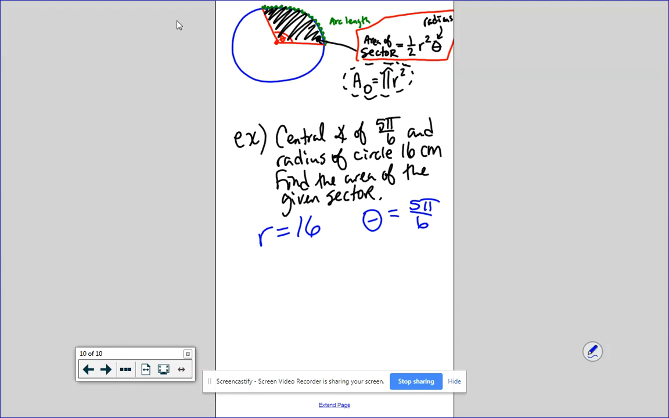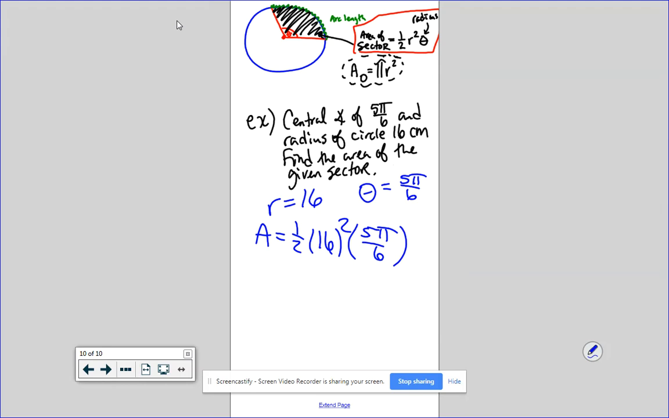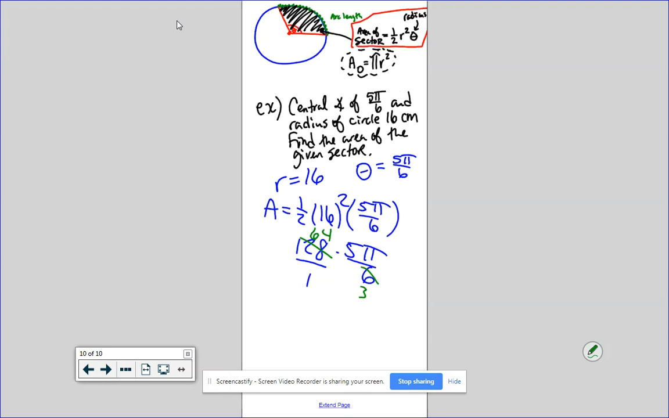Okay? So now we just plug it in, right? So area is half of 16 squared times 5 pi over 6. 16 squared is what, 256? Half of that's 128 times 5 pi over 6. Now, can you plug that straight into a calculator? Sure. Otherwise, you can divide by 2. Make this 64. 64 times 5 is 320. 320 pi over 3.